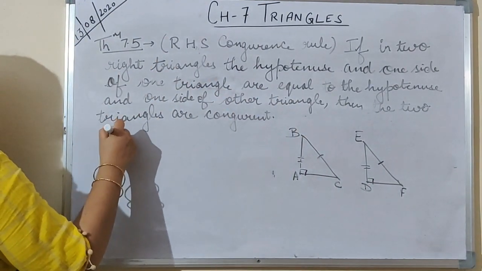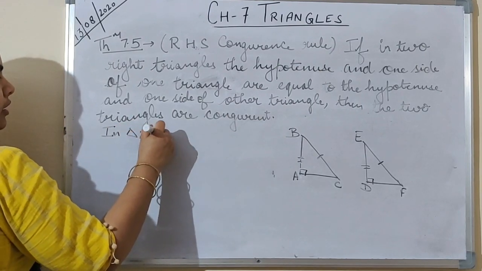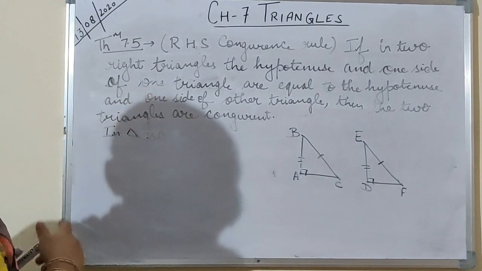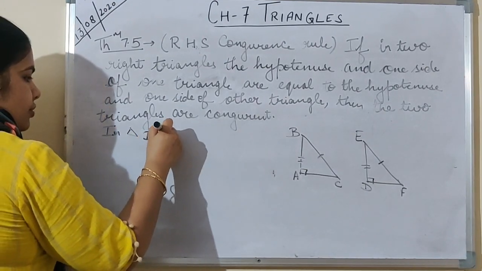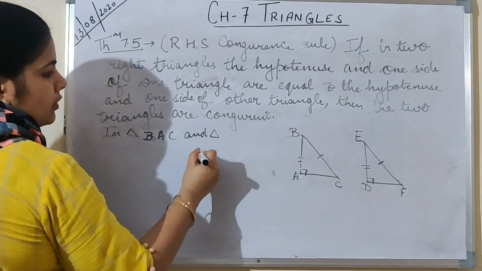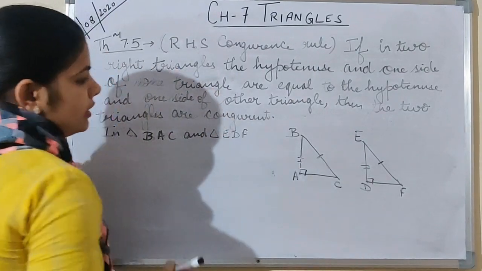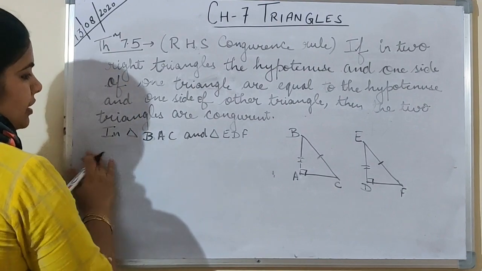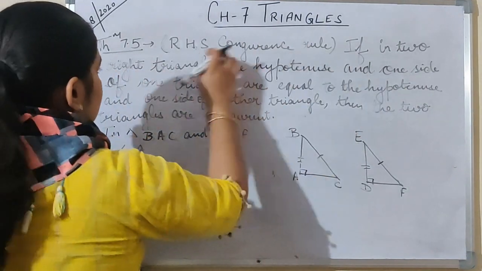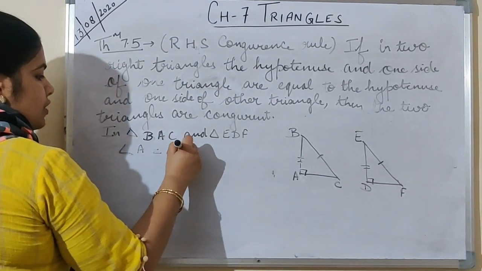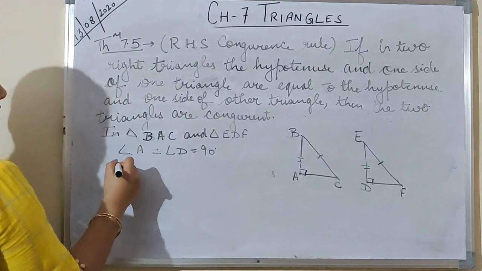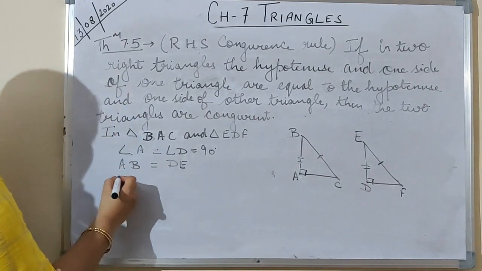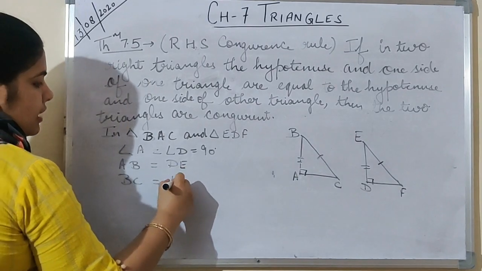other. So I can write it over here, that in triangle ABC, let me write it as BAC. You can write it anything, as till here no congruency has been proved. So BAC and triangle EDF, what I can write is, first I am writing angle, because two right triangles are given. So angle A is equal to angle D is equal to 90 degrees. Then AB is equal to DE. Then BC is equal to EF.